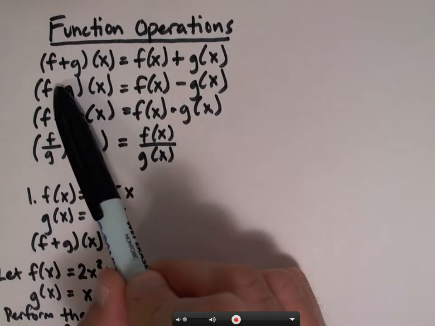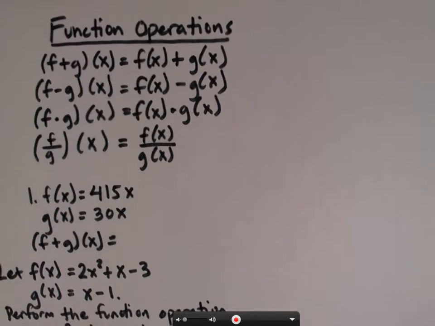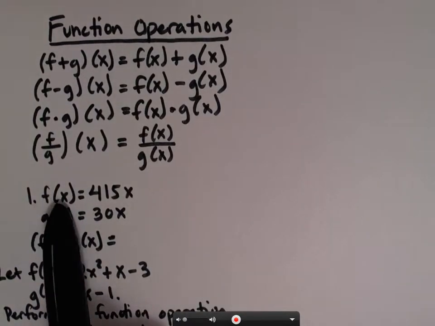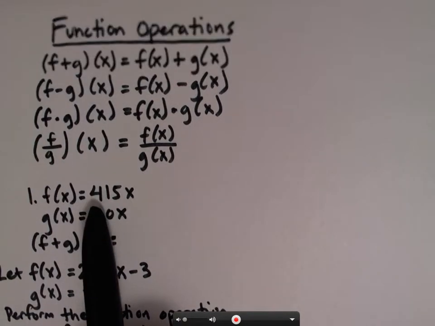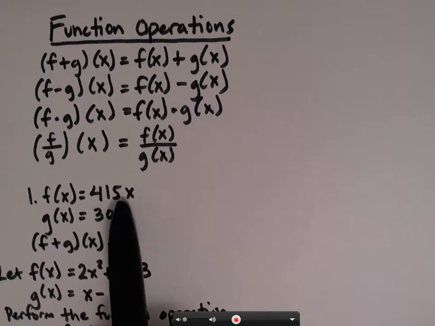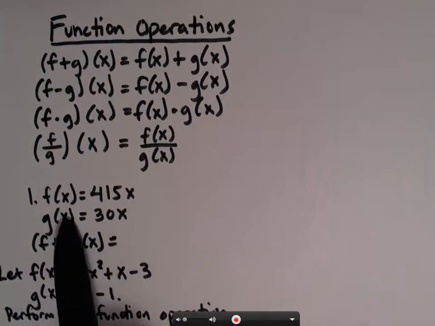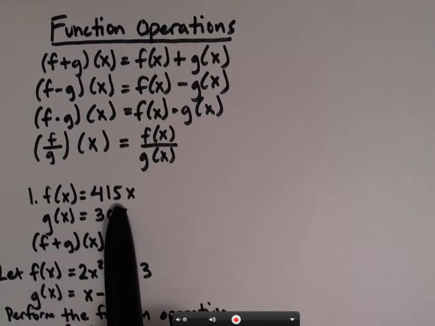We're going to add them, subtract them, multiply them, divide them, and then later on we're going to do compositions of functions. But first off, just a simple example. Let's say f of x is a function representing, for example, the speed of the airplane you're traveling in. Say it's 415 miles per hour, and we haven't labeled that, but let's just say that's true. And g of x is the speed of the wind, 30 miles an hour. So f of x represents the speed of your airplane, g of x represents the speed of your wind.